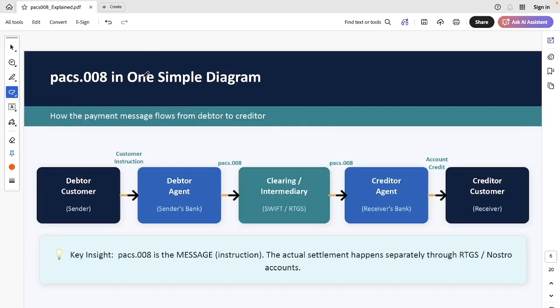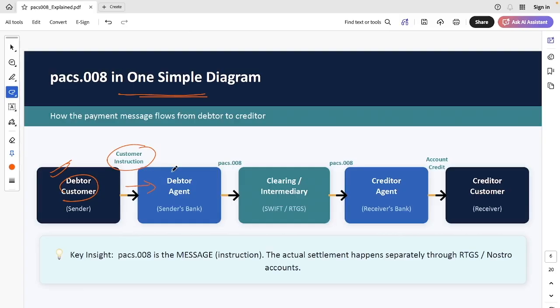Now let's understand pacs.008 using one simple diagram. Basically, let's start from the left. So here we have the debtor customer. In simple words, debtor means the sender, the person who is sending the money. Debtor gives a customer instruction to the debtor agent.